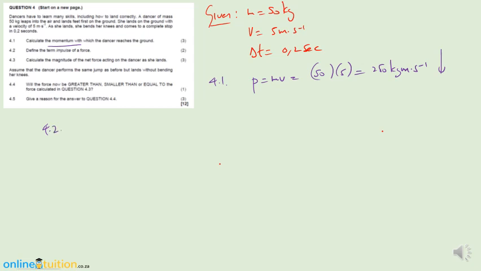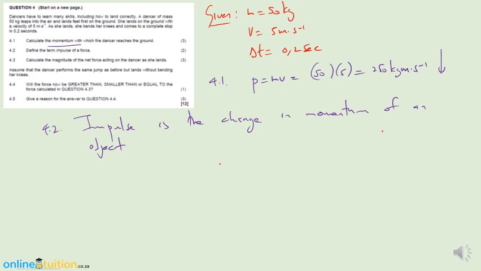4.2, define the term impulse. Impulse is the change in momentum of an object. Write it down. I've written this billions of times and I still write it down.